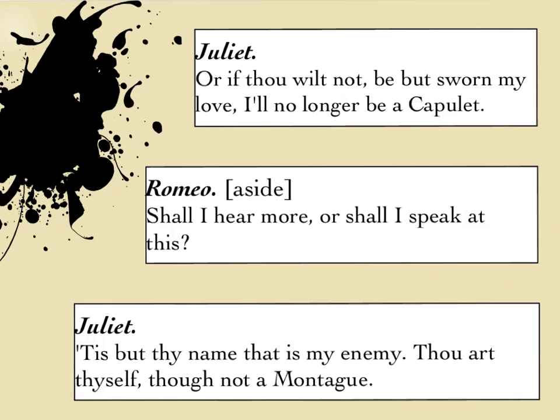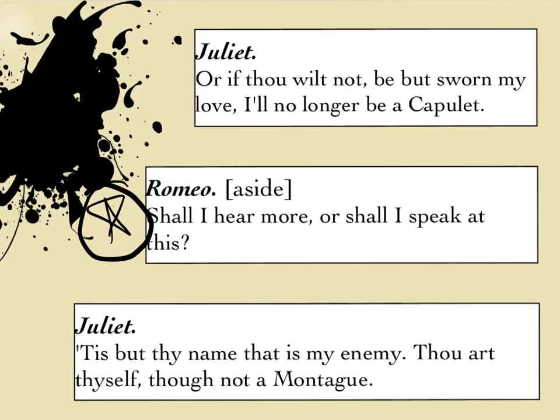Right here we've got an example of an aside that Romeo speaks, and in it Juliet is saying, "Or if thou wilt not, be but sworn my love, I'll no longer be a Capulet." And Romeo turns to the audience. He's not addressing Juliet at this point. He says, "Shall I hear more, or shall I speak at this?" Almost as if he's asking the audience, when really, if we isolate the situation, Romeo is asking himself if he should respond to what Juliet is saying.